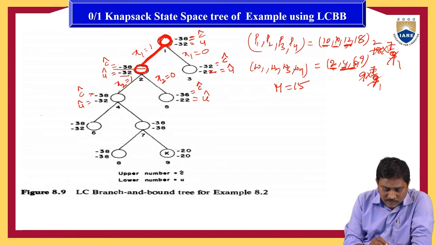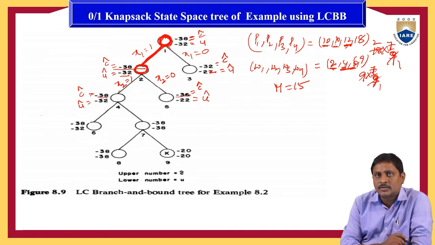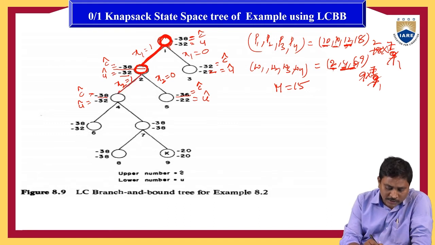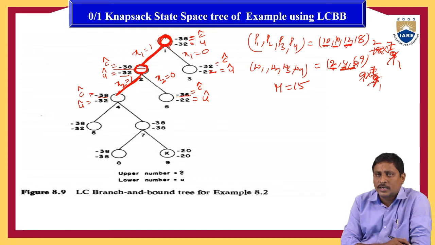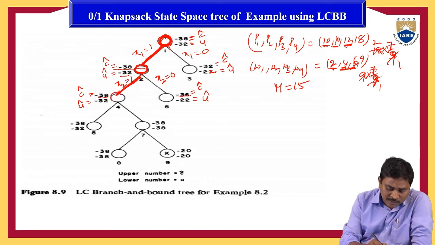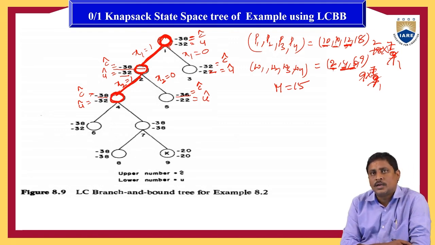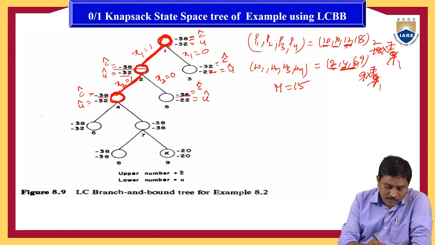Now here we see that of the lower bounds minus 38 and minus 36, the least value is minus 38. So we choose this one, x2 equal to 1. That means x1 we already considered. Now x2 is considered. Now x1 and x2, these two are considered. Next, node 4 is the live node or E node. Now we are going to expand this.